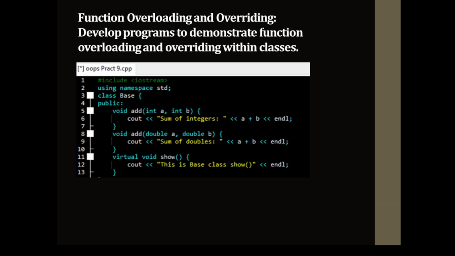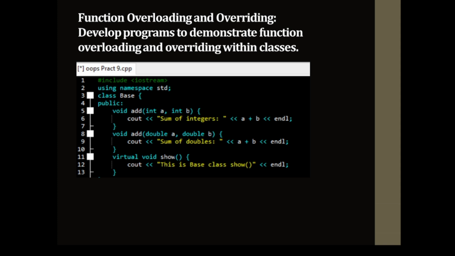Class Base. I'm creating a class called Base. Then we have public: void add(int a, int b), which counts the sum of integers. The members below this are accessible in main. I'm giving a function named add with two integer parameters, which prints the sum of two integers.